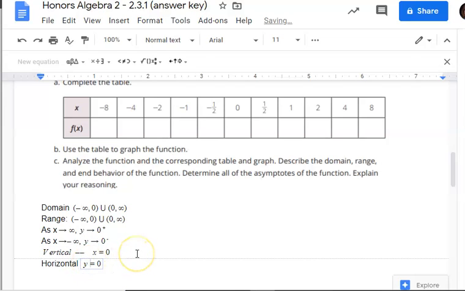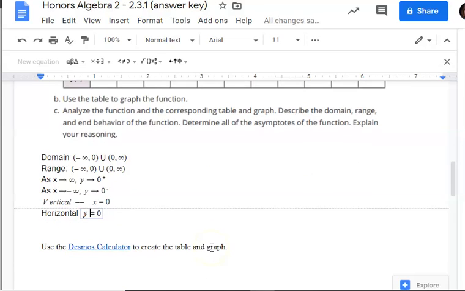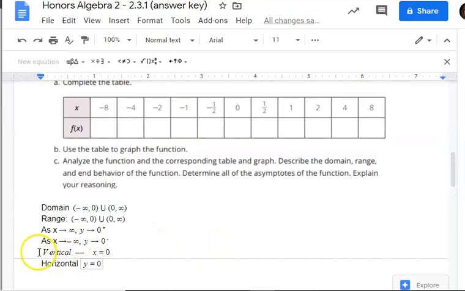There we go. All right, explain your reasoning. Well, you don't have to write this down, but basically the horizontal asymptote happens as x gets larger and larger.